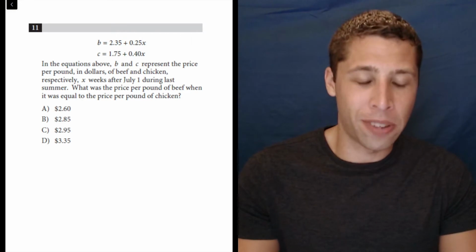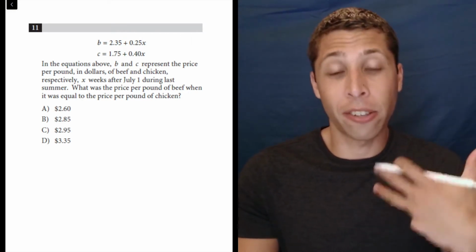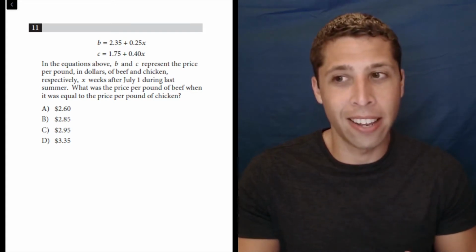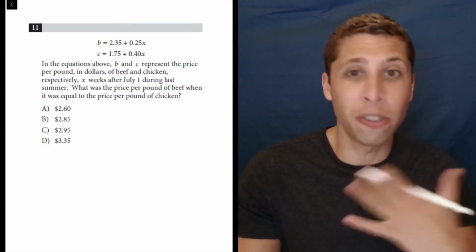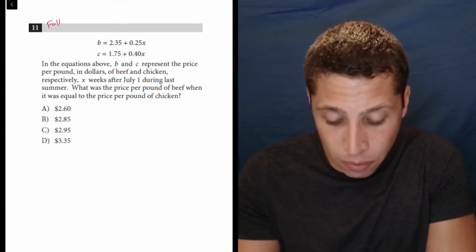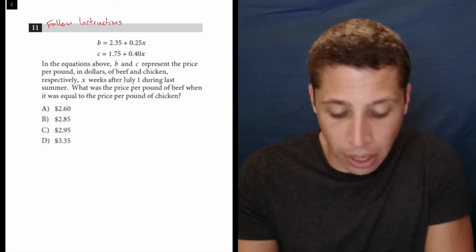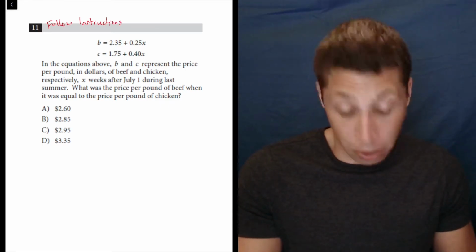A lot of my students end up guessing on this question kind of randomly, mostly because I think they're just so intimidated by it that they kind of know what to do, but they're just so scared to do it, because this is really just about following instructions. I know we've got some scary looking equations and a kind of annoying story, but the instructions are pretty clear.